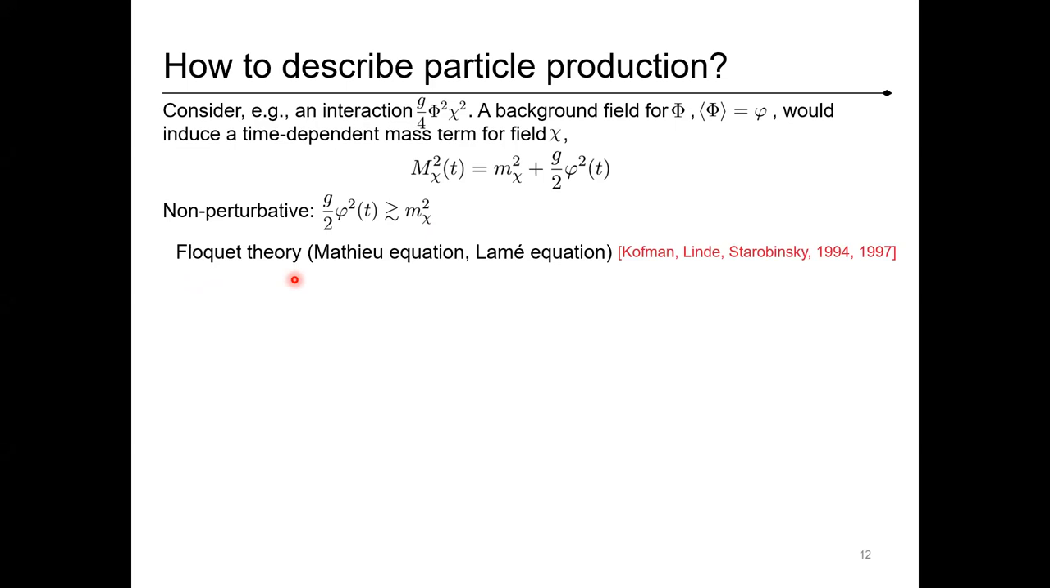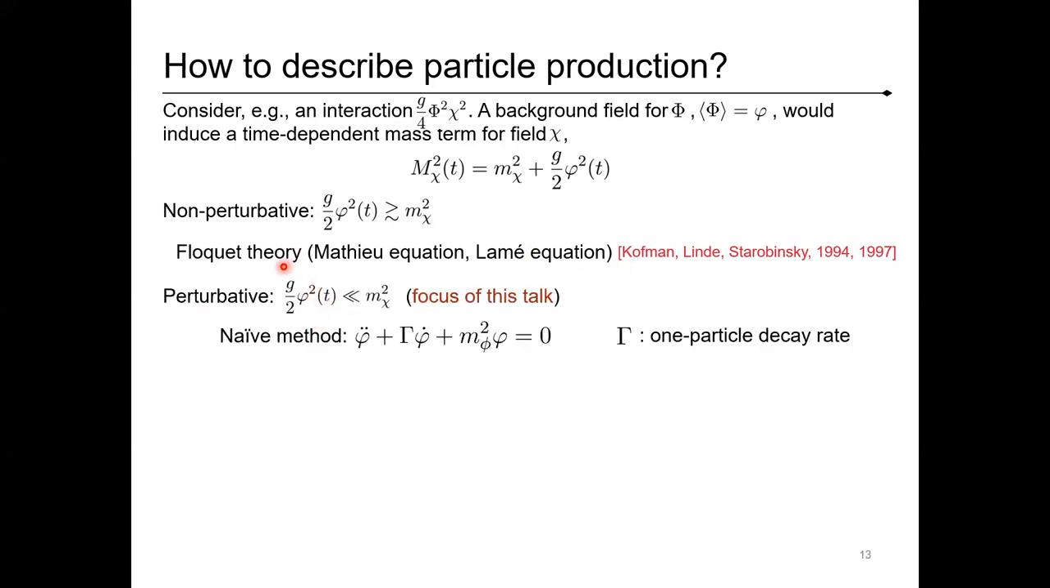And usually the mode function takes the form of a Mathieu equation or a Lamé equation. Now, if the time-dependent part is much smaller than the time-independent part, then particle production becomes perturbative. In this region, particle states of the chi field are well defined. So we can simply take this as the chi-level mass.